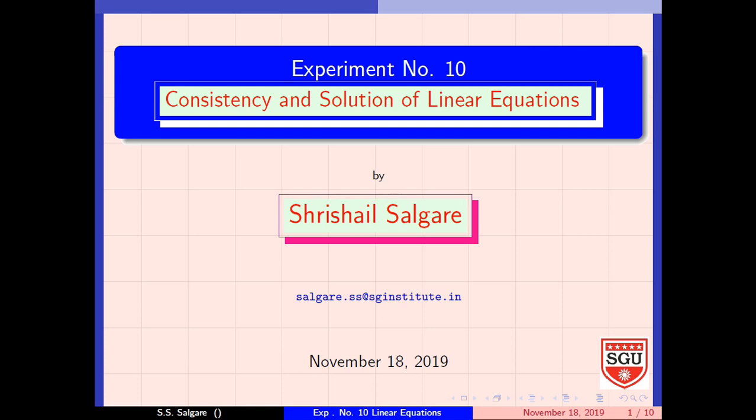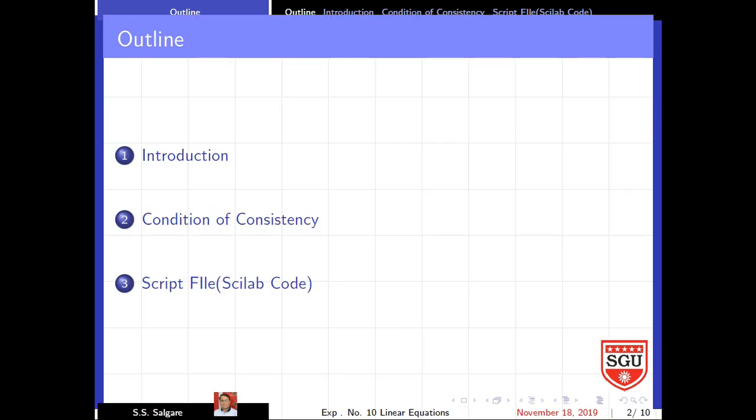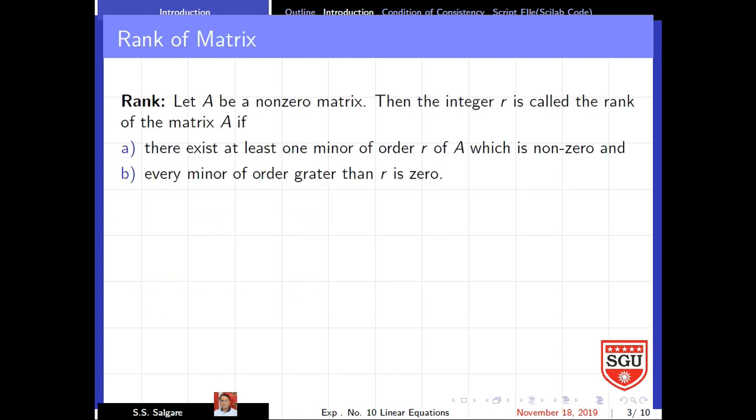Hello everyone. In this video tutorial we are going to learn consistency and solution of linear equations in Scilab. In this video lecture, first we will see introduction. In introduction, what is a rank and how to find rank in Scilab. In second part, we are going to see condition of consistency of linear equations, and third one, to check consistency of linear equations in Scilab, and if equations are consistent, how to find the solution.